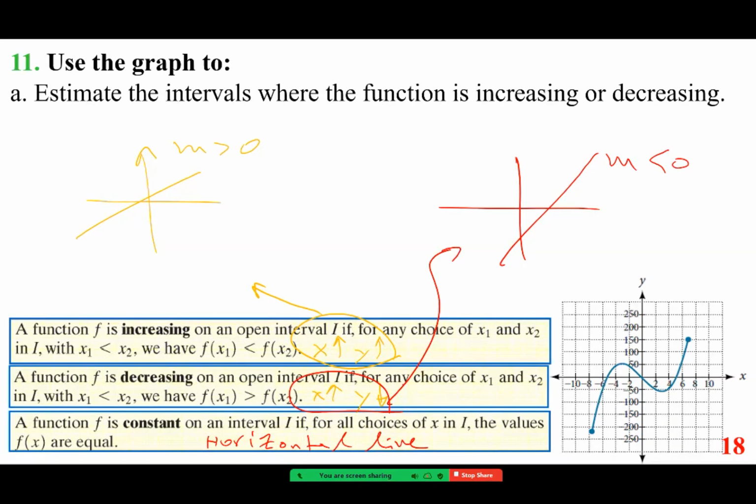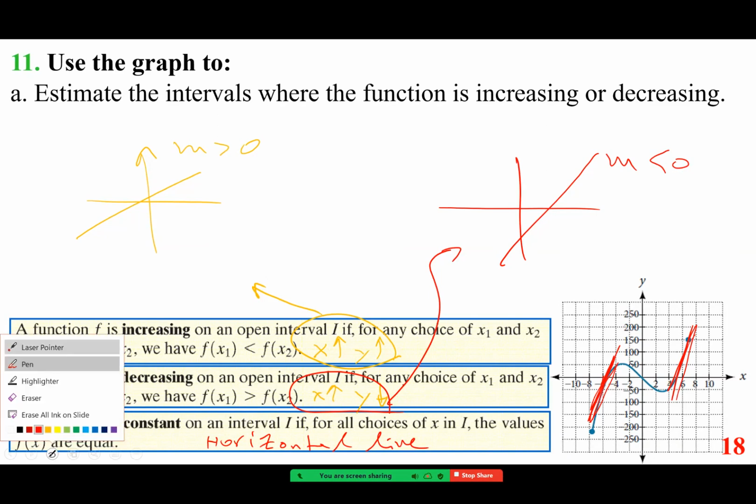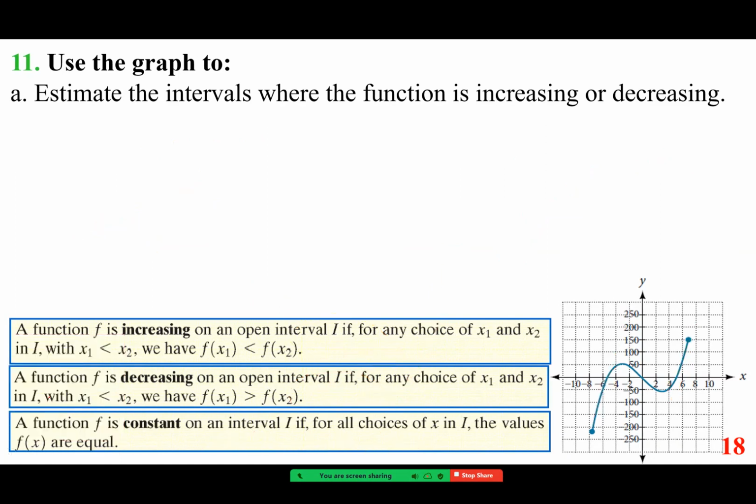Just for the sake of argument, if we were thinking of this as a line, I hope you see this is a line with a positive slope. This is a line with a positive slope. That's the concept. I'm going to erase the mess, and we're going to go over the answer. So where is this function increasing? The function is increasing here, and it's increasing here. So that means from -8 to -4 is increasing, and from 3 to 7. That's the meaning of it.